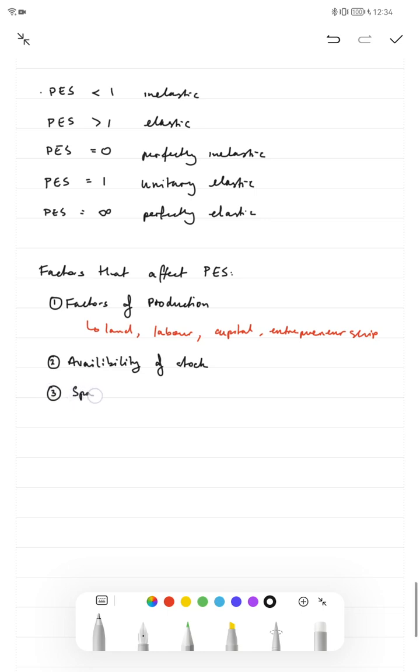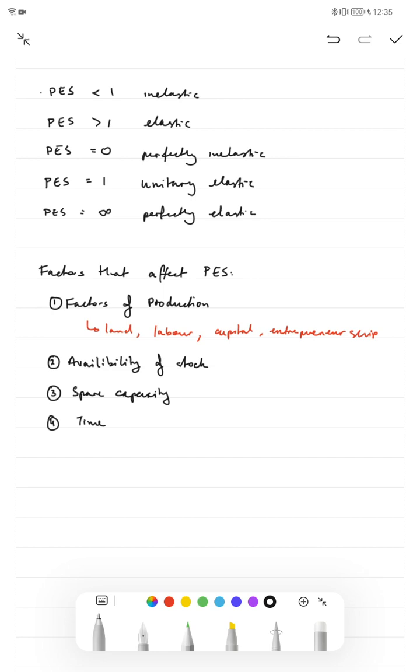Do you have any spare capacity? The more spare capacity you have, the more elastic it would be. So if you have a machine that can produce 1,000 calculators, but you're only producing 10, you'll be more elastic because you can very easily produce more. Whereas if you're producing 999 calculators, you'll be more inelastic. And lastly, time. Like we said, the longer time goes on, your elasticity will become more elastic.